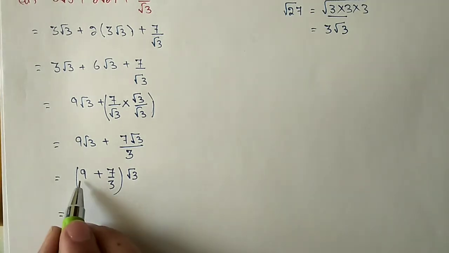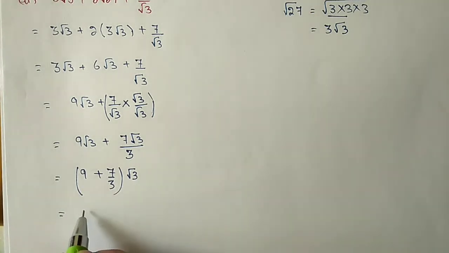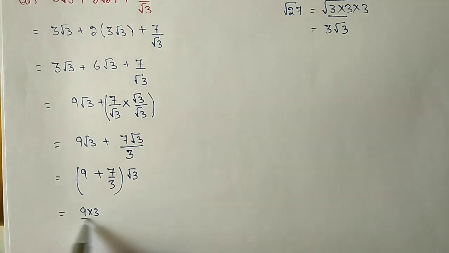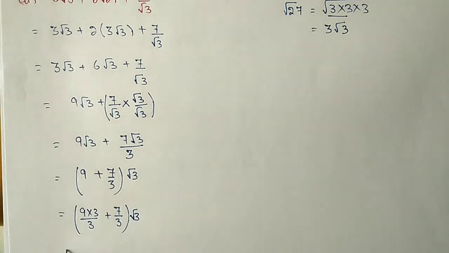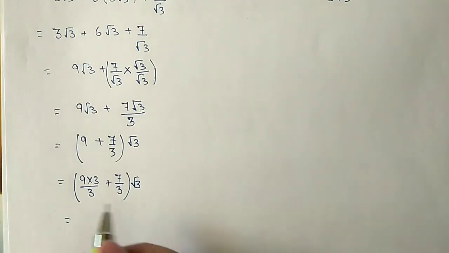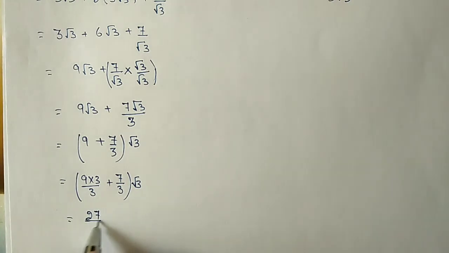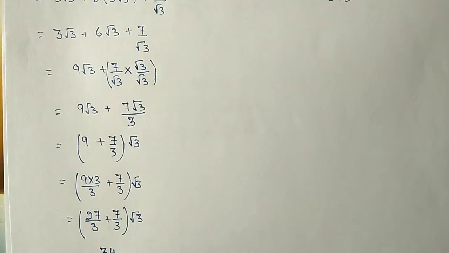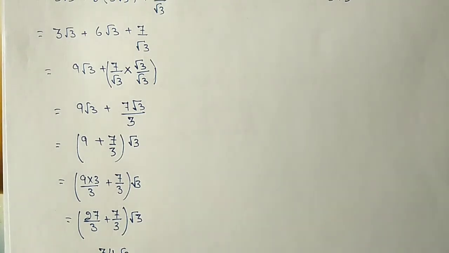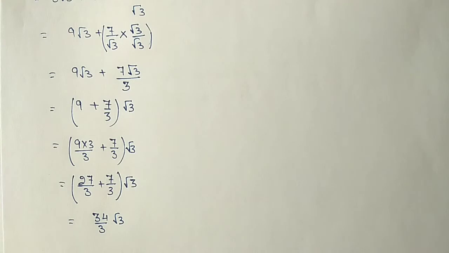After taking LCM we need here 3. So we will multiply the first term with 3 up and down and the second term as it is. 9 into 3 is 27 by 3 plus 7 by 3, root 3. So 27 plus 7 will become 34 by 3 root 3, which is our answer.